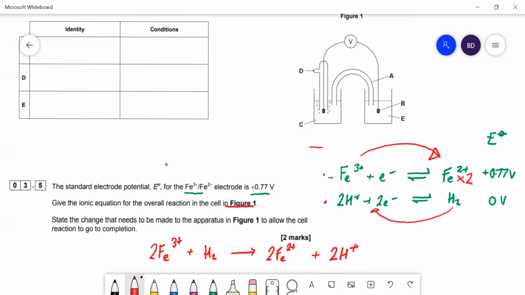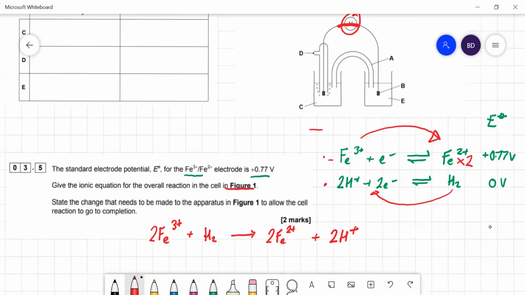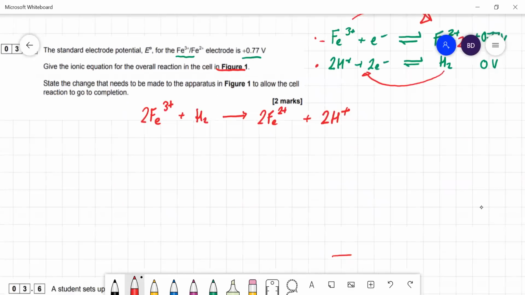And state the change that needs to be made to the apparatus to allow the cell reaction to go to completion. You need to allow electrons to flow, and so you need to get rid of that voltmeter, because that's very high resistance, and it won't let electrons flow. So you need to replace the voltmeter with just a wire. You need to have some kind of electrical connection there, obviously. So replace the voltmeter, or short circuit out the voltmeter. Otherwise, no electrons will flow.